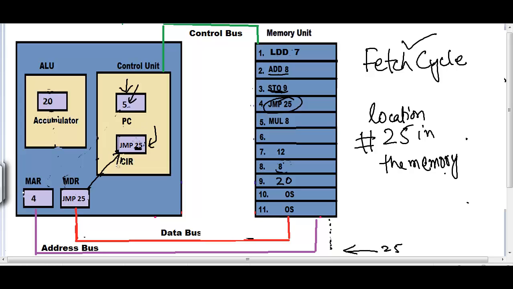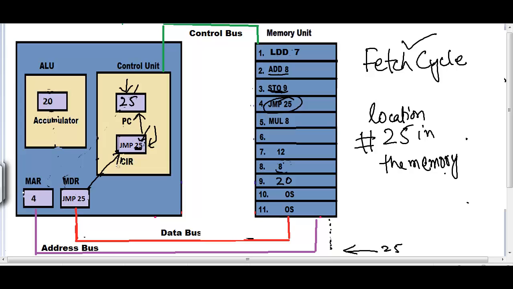When the jump instruction gets executed, this value 25 is now copied into the program counter, because the jump instruction is saying that whatever value I have in my instruction is the address of the next instruction that has to be fetched. This value 25 in the instruction is copied into the program counter, because the jump instruction says no matter what the value in the program counter, the next instruction to be fetched is the one lying at this location.